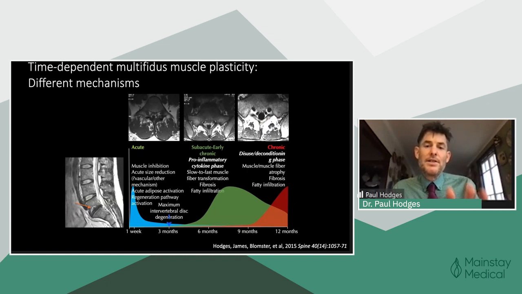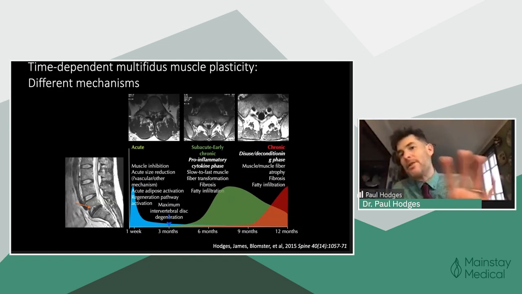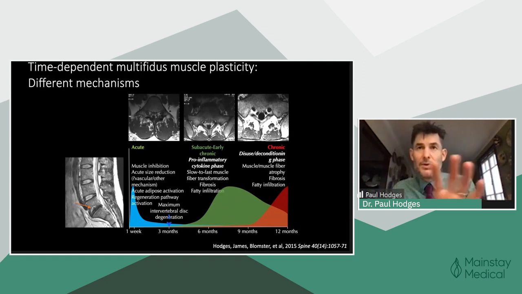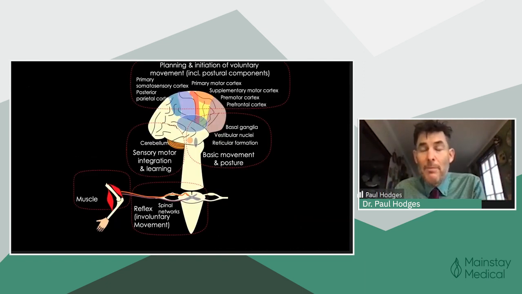So what we can see is that the changes that occur in muscle depend on the particular phase of the situation that a person is in with their back pain, and the type of exercise will depend on the different mechanisms. But it all involves engaging muscle, doing exercise, maybe different types of exercise at different phases.